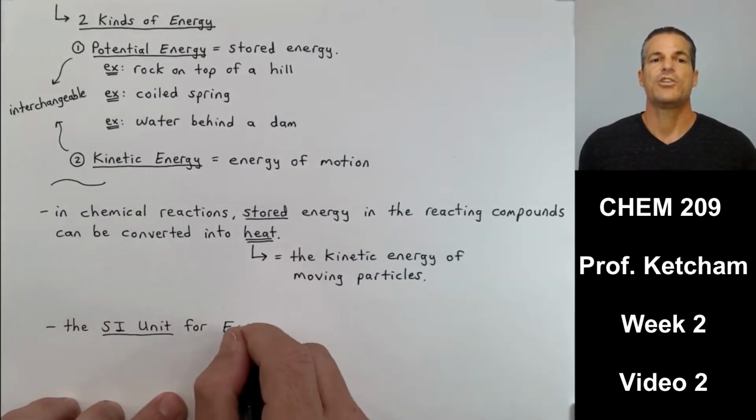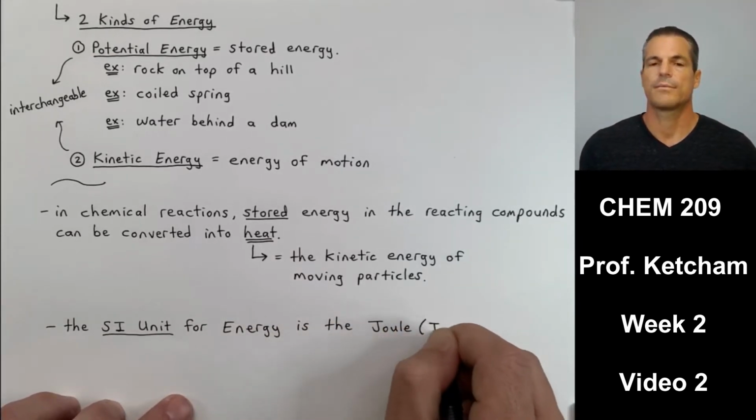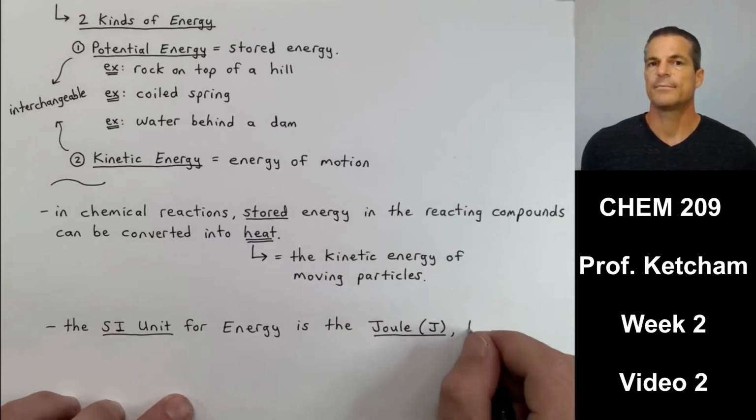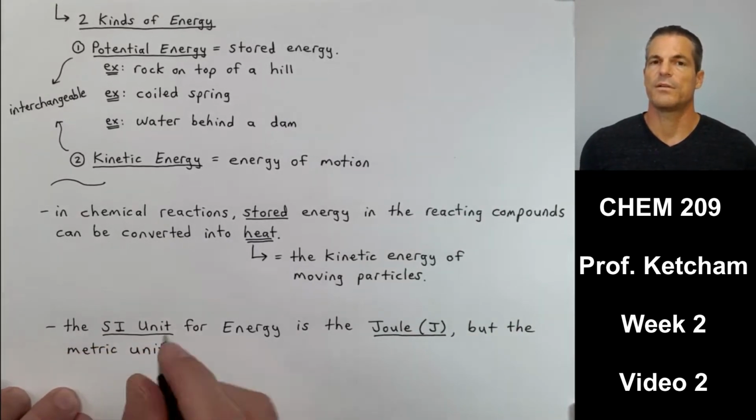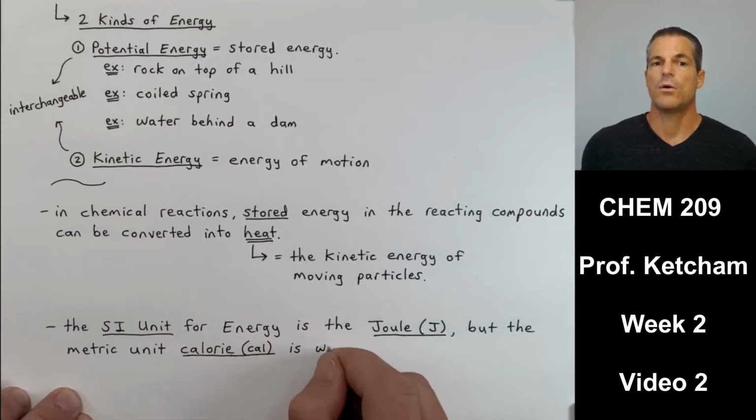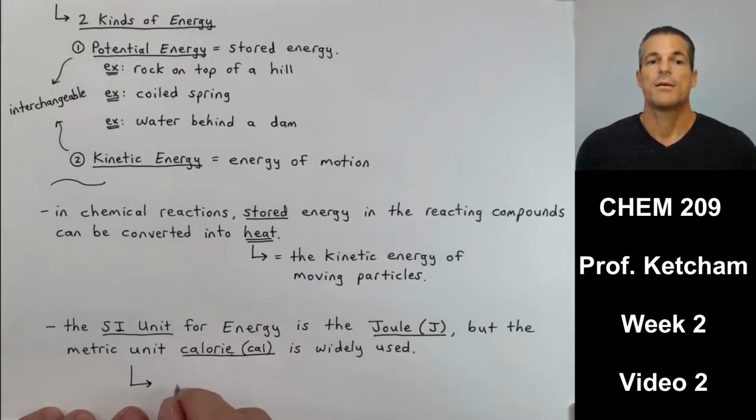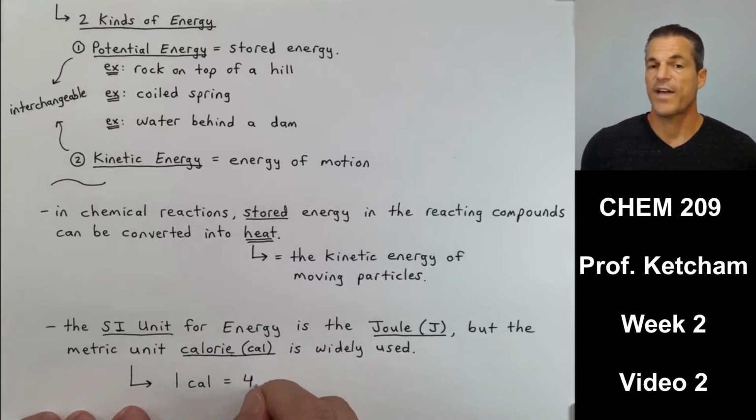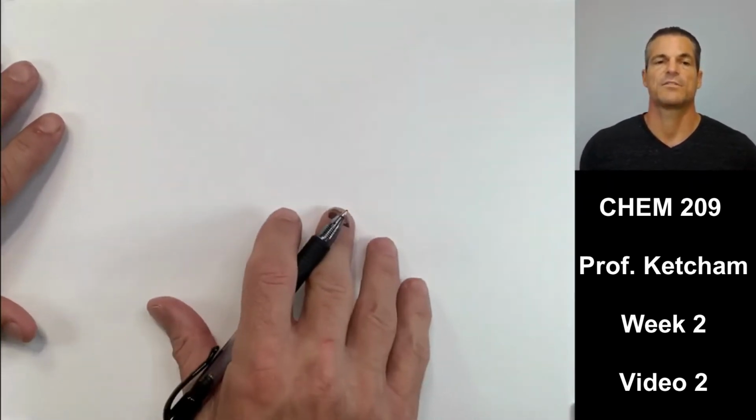Now, the SI unit for energy is something called the joule. Okay? Joule, capital J. But the metric unit is often used quite a bit as well, and that is the calorie, C-A-L-O-R-I-E, abbreviated C-A-L. The conversion factor here is 1 calorie is equal to 4.184 joules. So that's taken to be exact. That's an exact number. All conversion factors are exact numbers.